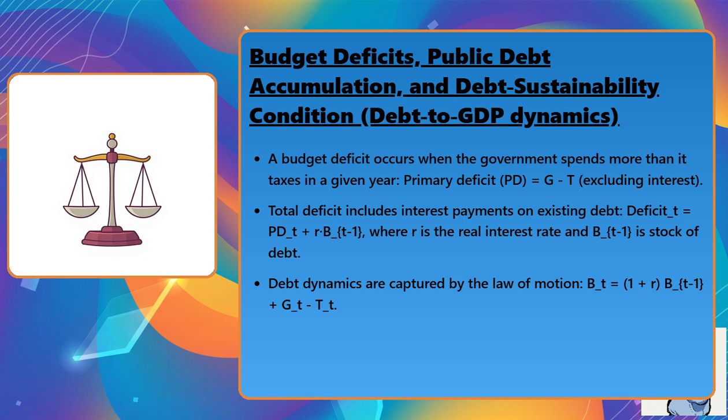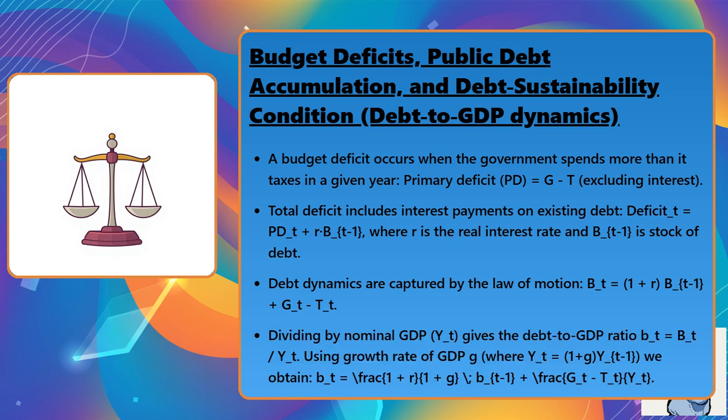Debt dynamics are captured by the law of motion. B sub t equals (1 plus r) times B sub t minus 1 plus G sub t minus T sub t. Dividing by nominal GDP, Y sub t, gives the debt to GDP ratio, b sub t equals B sub t divided by Y sub t.